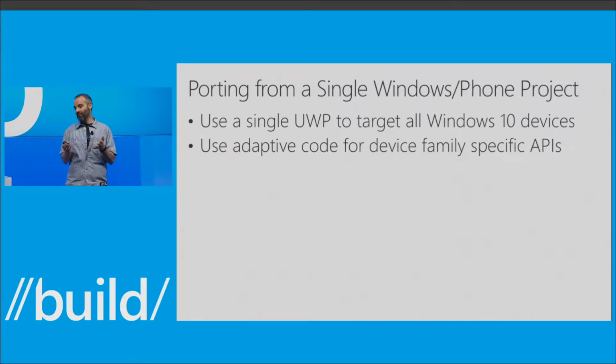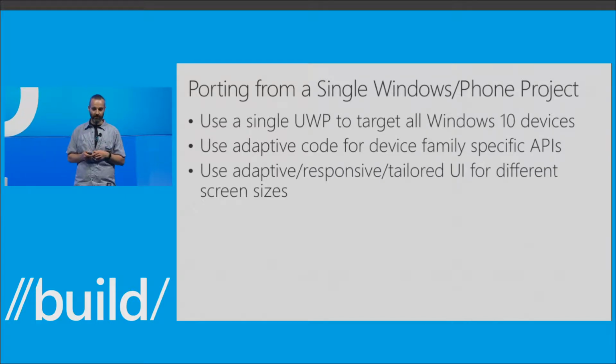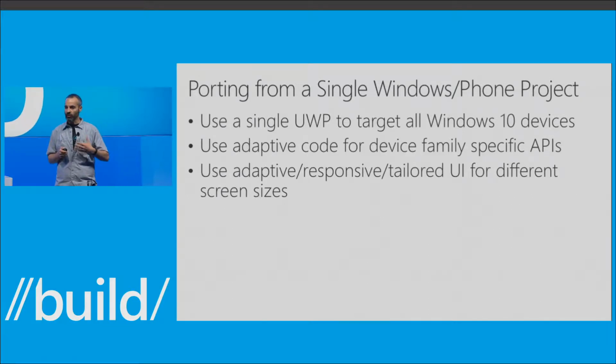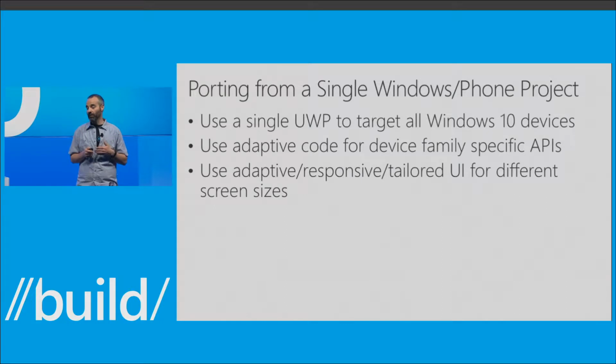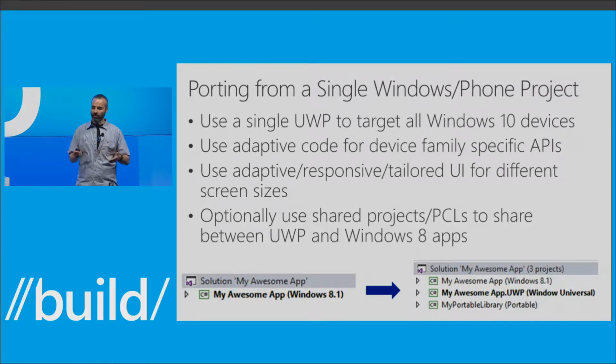Otherwise, if you didn't have that wraparound, it would throw an exception if you ran that app on a device that didn't have that API. And again, you'd want to build your app and make your UI responsive, adaptive, and maybe even tailored. And I'm going to show you how to do some of that tailoring as well. And optionally, you might want to then create shared projects or PCLs.